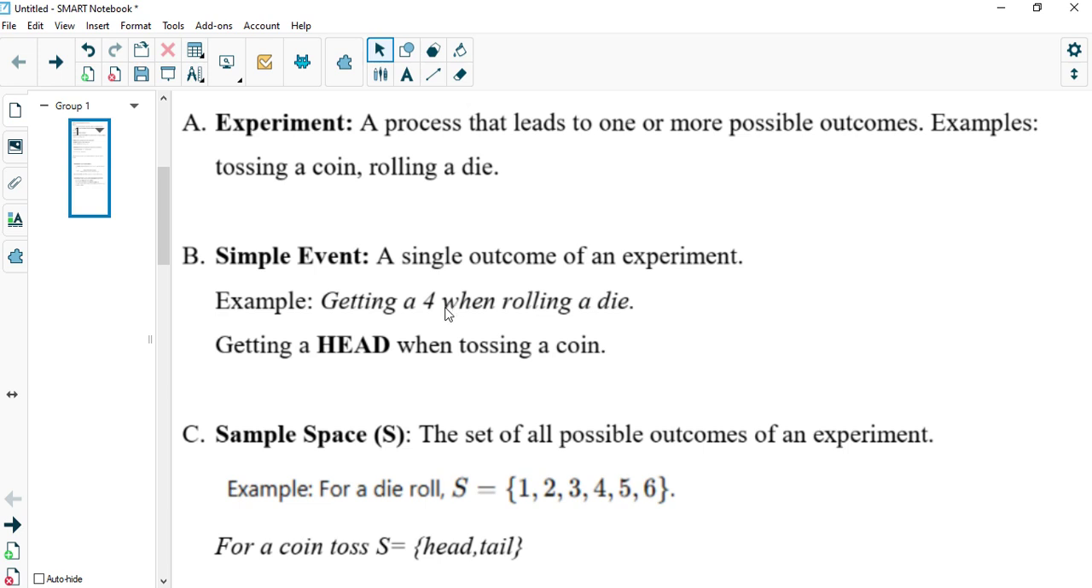Similarly, if you toss a coin and if you are to get a head, because a head is just one event, we call it as a simple event. So a simple event is just a single outcome of an experiment.